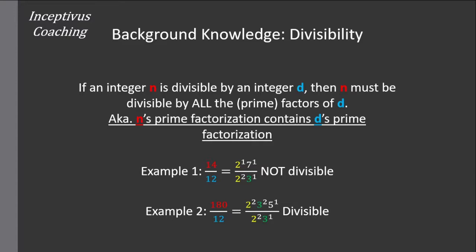Take a look at another example, 180 divided by 12. We know that 180 has two factors of 2, two factors of 3, and one factor of 5, right? So two factors of 2 on the top can divide out the two factors of 2 on the bottom.